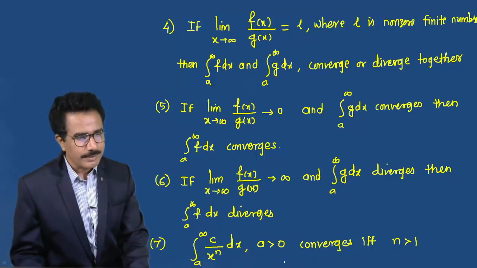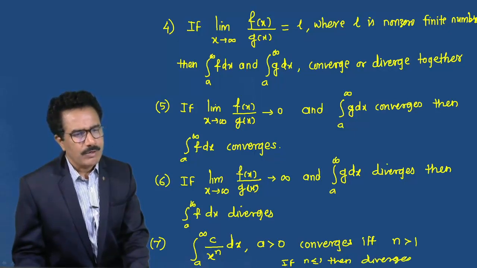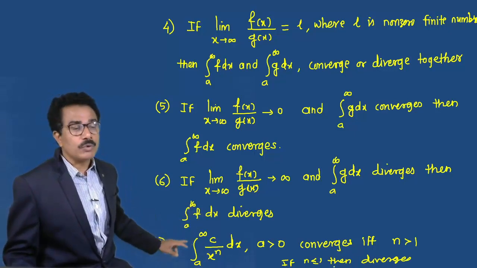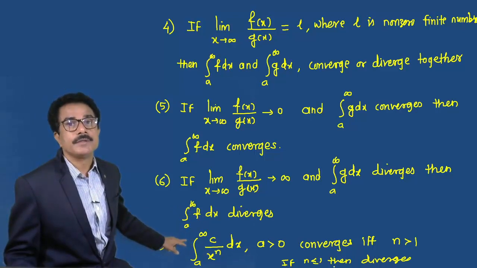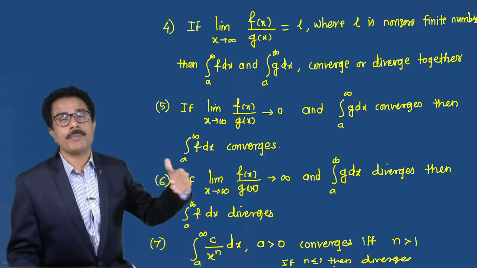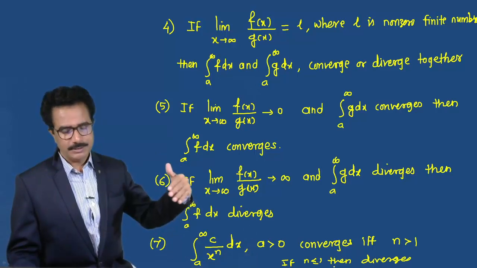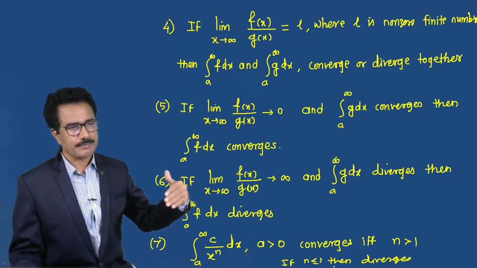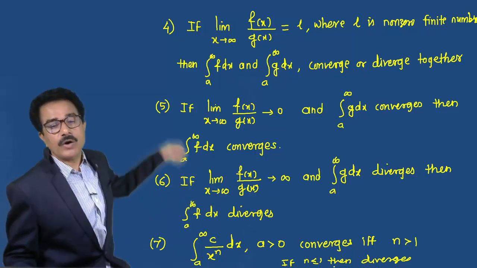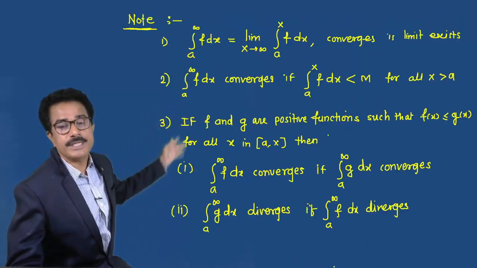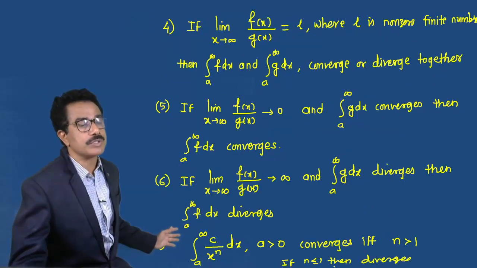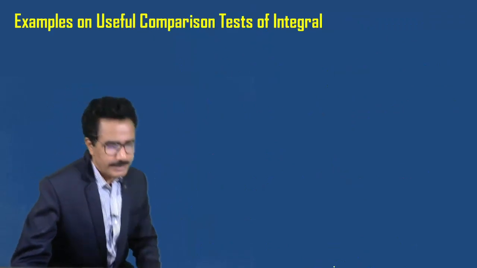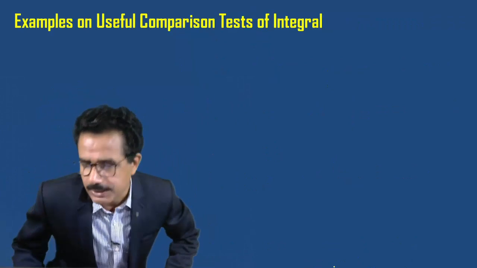We can write also, if n is less than or equal to 1 then it diverges. We have proved this, but we have to use this comparison theorem to show the given improper integrals are convergent. Okay, this is the theorem. Write down all these 7 notes because these are very important notes which are used to solve the problems. See this. Now we shall discuss the problems based on this.